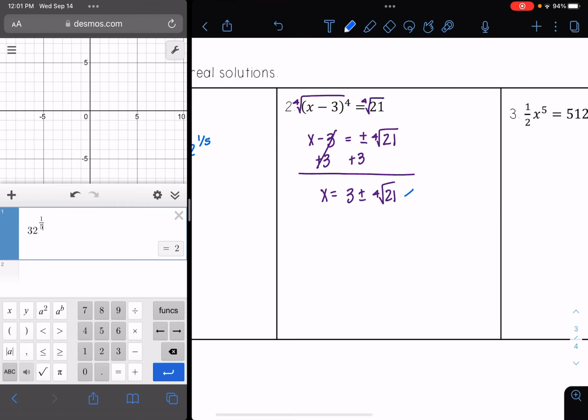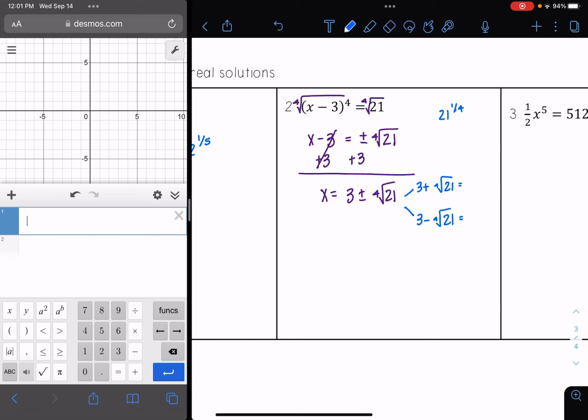So first I need to take 3 plus the 4th root of 21, and then I need to take 3 minus the 4th root of 21. Let's make that index a little bit more obvious. And remember, the 4th root of 21 is the same thing as 21 raised to the 1/4. And so going back over to Desmos, I'm going to do that first one first.